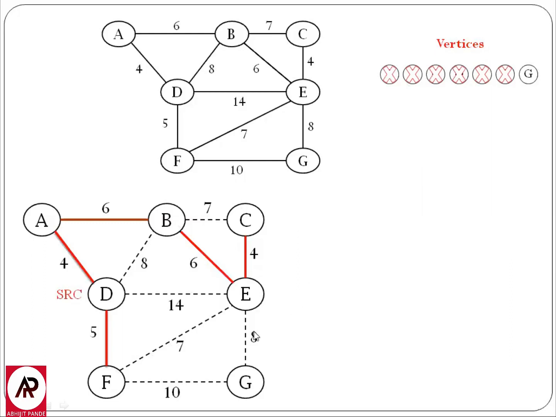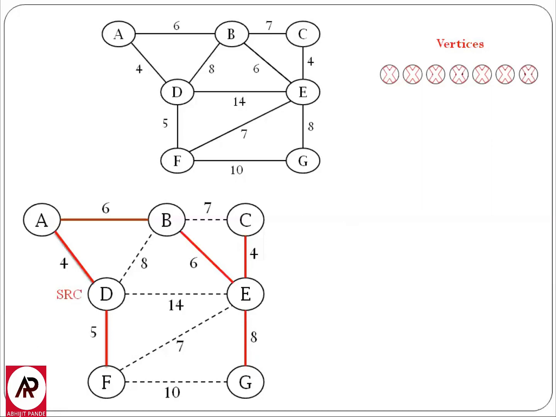The next one is E to G. E to G cost is 8. So is the G vertex already considered? No, it is not considered. So I can add this edge to my minimum spanning tree. Here I have added this edge into the minimum spanning tree having the cost 8, and the node G is also added to the minimum spanning tree. That's why I have deleted this G.